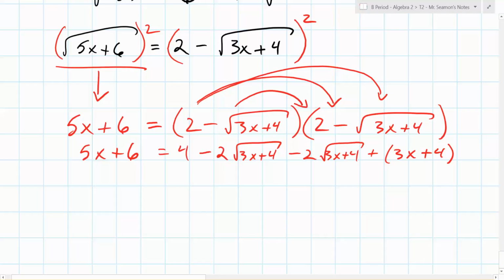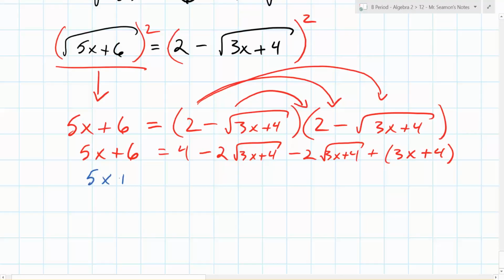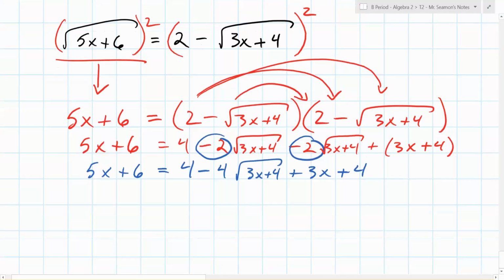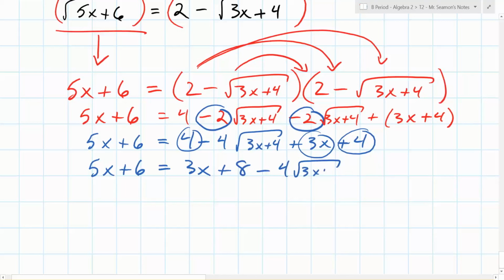Are there a lot of terms you can combine here? Can you clean up anything here? So on the left, you could keep it as 5x plus 6 equals 4 minus, you have -2 of them and -2 of them, so how many do you have? 4. Minus 4 times the square root of 3x plus 4, plus 3x plus 4. So what do you have? 5x plus 6 equals 3x plus. What's 4 plus 4? 8. Plus 8 minus 4 times the square root of 3x plus 4.